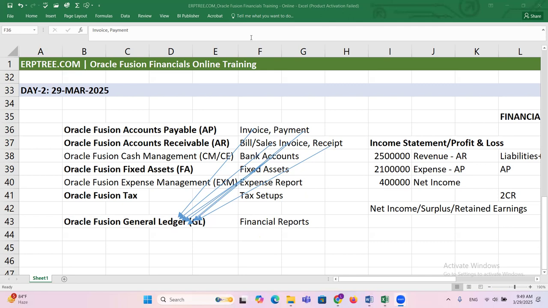Hi, Lakshman. Will we be covering the BIP concept here as part of this training? Can you repeat the point? BIP concept, BIP? Oh, BIP reports. It's a technical thing. Right. Okay, yes.